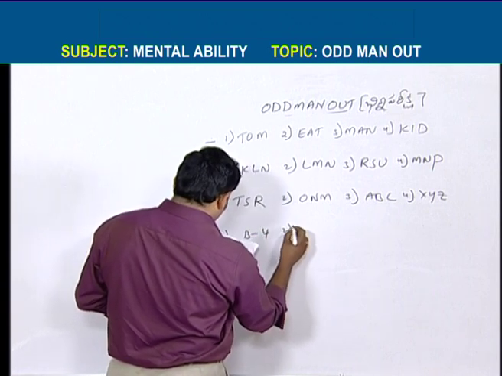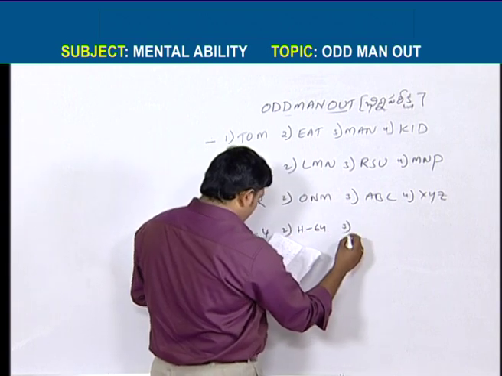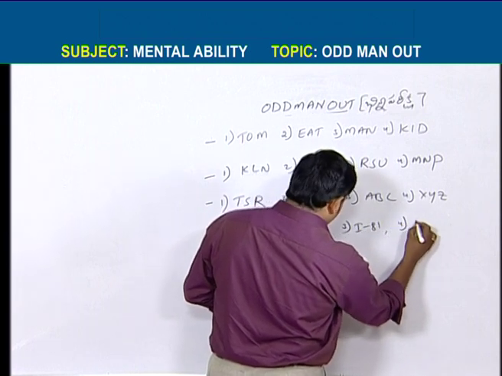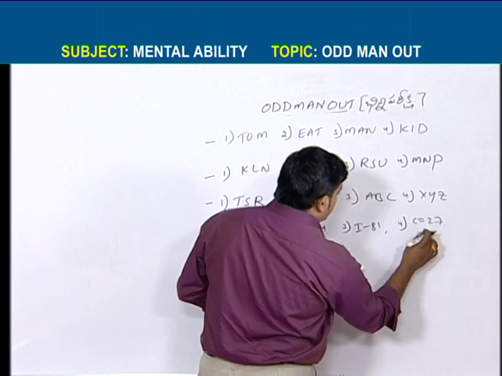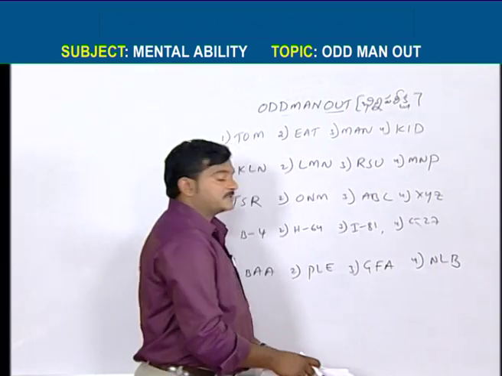B-4. Second option. H-64. Third option. I-81. Fourth option. C-27. C-27. Fourth option is NLB.